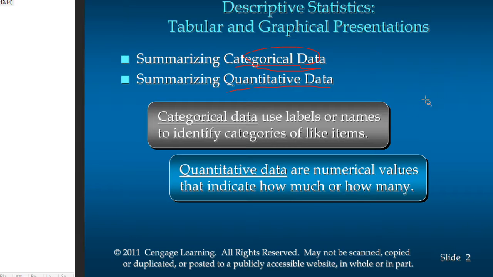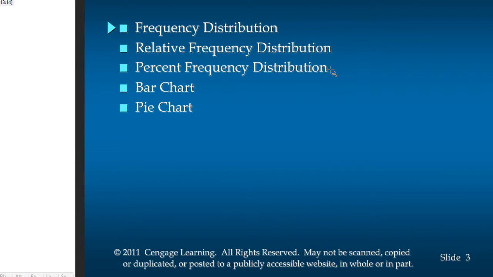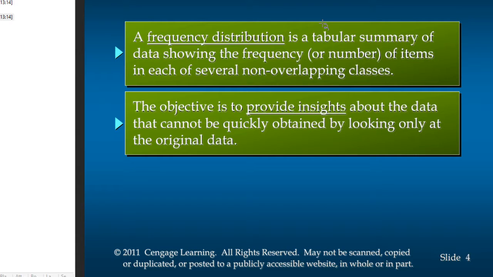Categorical data use labels or names. Quantitative data is a numerical value, meaning it's a number form. So let's talk about how to summarize the categorical data, the non-number form of data, right? What we are going to use is what's called the frequency distribution, right?